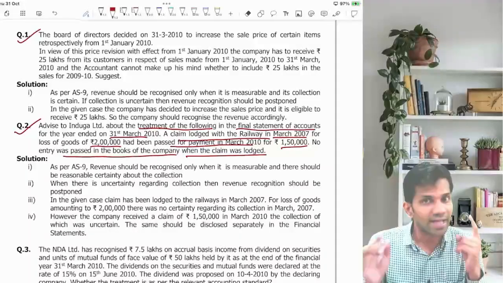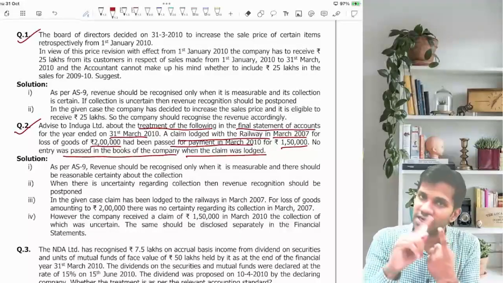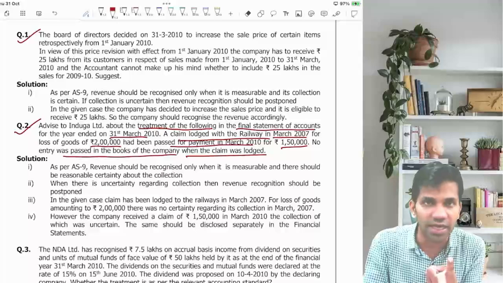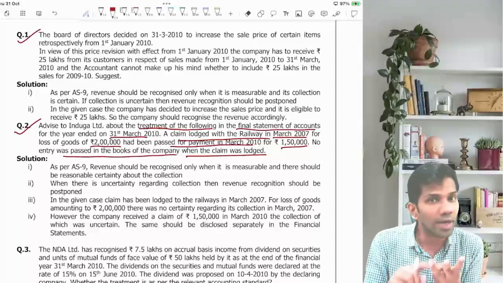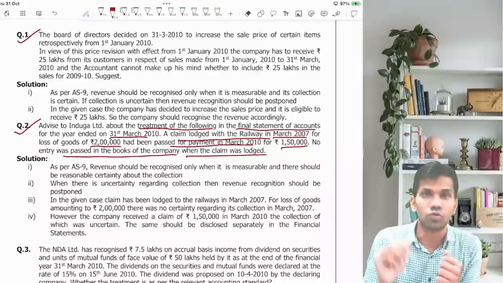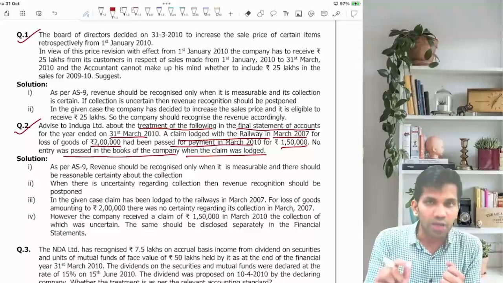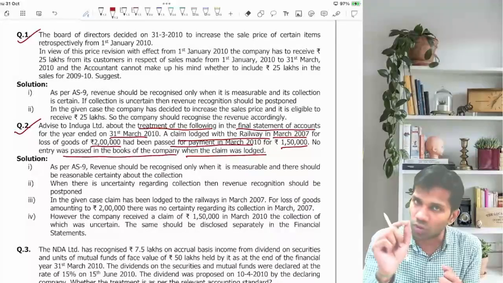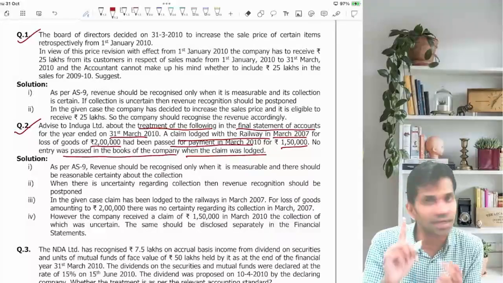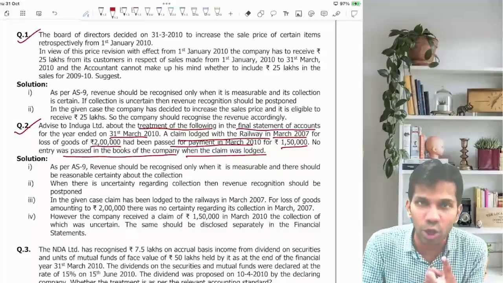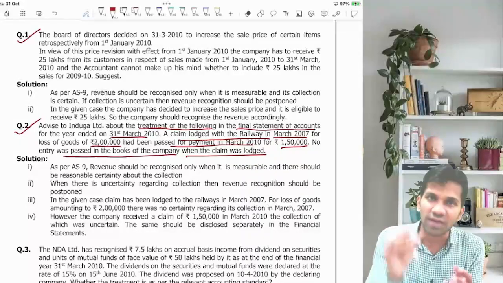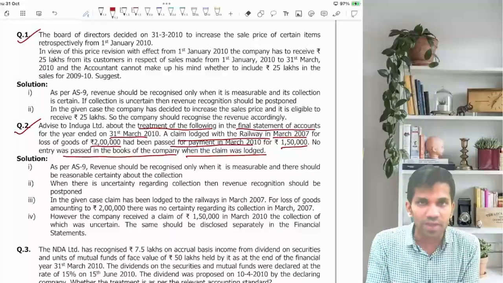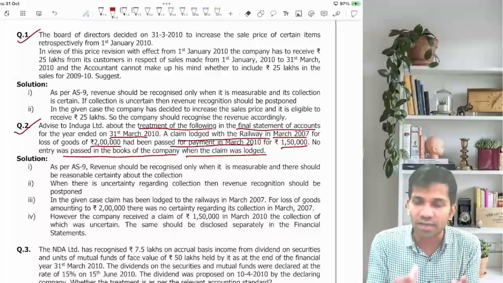See guys, as per AS-9, revenue should be recognized only when it is measurable and when there is reasonable certainty regarding its collection. They are saying that no entry was passed when the claim was lodged with the railways, because they have not passed any entry. The only reason is that there was no certainty regarding its collection and there was no measurability also. So they have not passed an entry when the claim was lodged. Subsequently, the company received a claim from the railways up to 1,50,000.